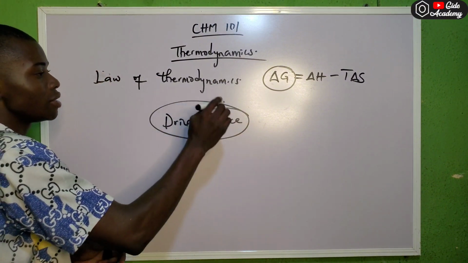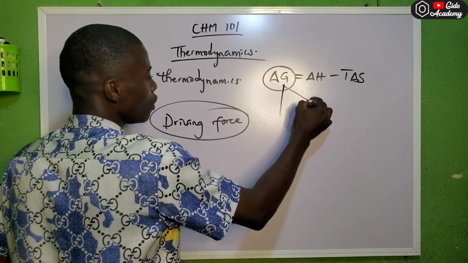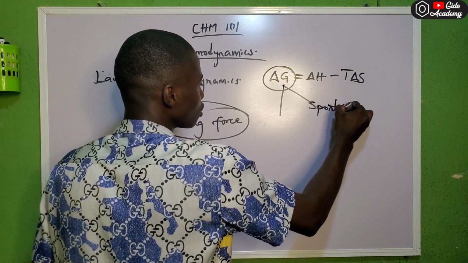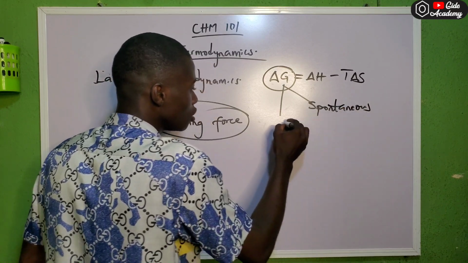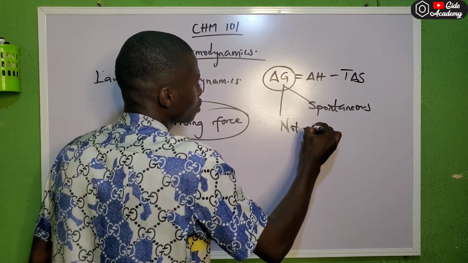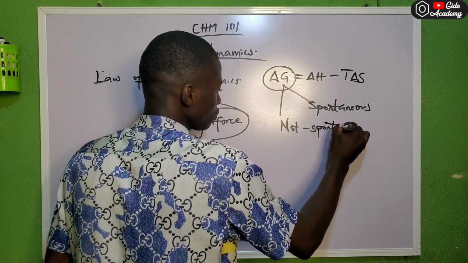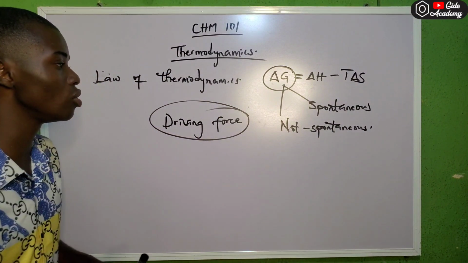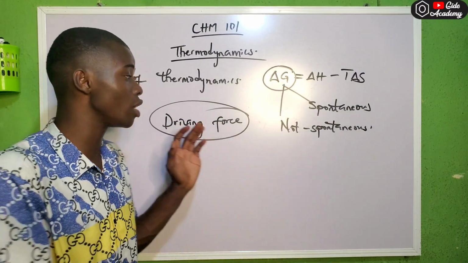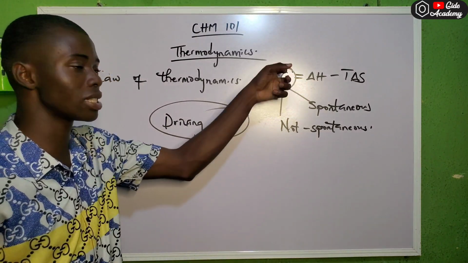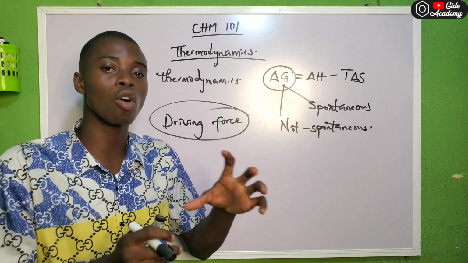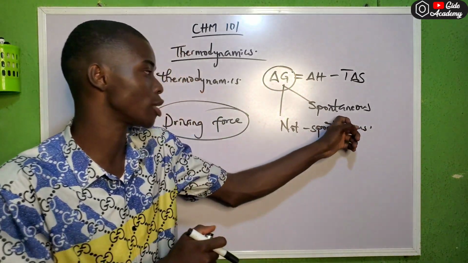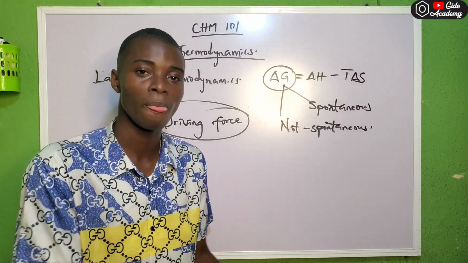But there is something I wanted to say about this delta G. Delta G gives information on whether a reaction will be spontaneous or not. So if I give you a particular equation, delta G can tell you if the reaction will occur on its own. That's what I mean by spontaneous: something that can occur on its own or not.